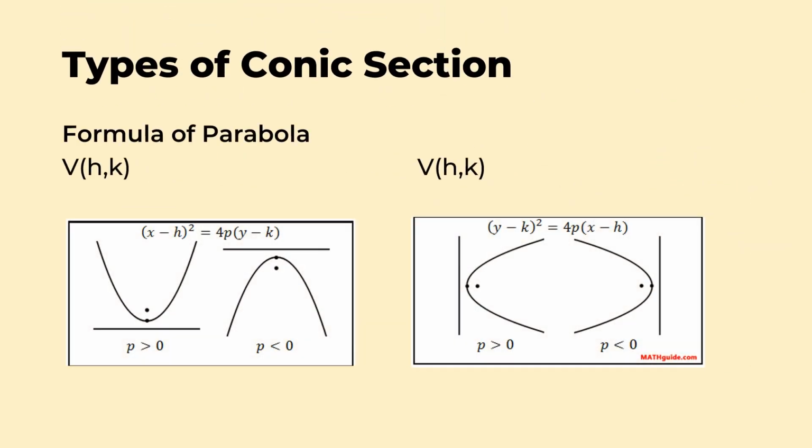For the formula of parabola, there are two types. For the first formula, the parabola will either open upward or downward. For the second formula, the parabola will either open to the right or to the left. But how can we identify whether the parabola opens upward or downward? We have to look at the P in the formula. When P is positive, it opens upward. When P is negative, it opens downward. Besides, we can get the vertex from the formula.